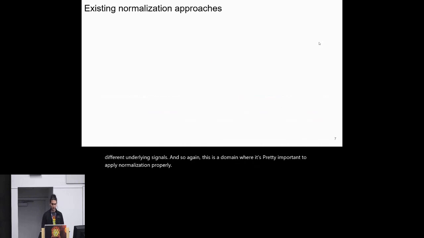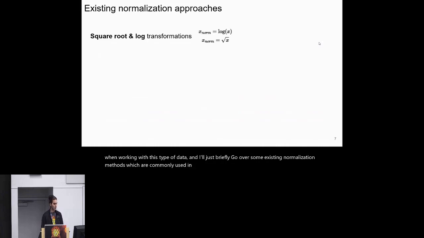So hopefully I've now somewhat convinced you that some form of normalization is needed when working with this type of data. And I'll just briefly go over some existing normalization methods which are commonly used in practice. So the very first ones are the square root and log transformations. These are more technically variance stabilizing transformations, but they do end up working pretty well as normalization methods.